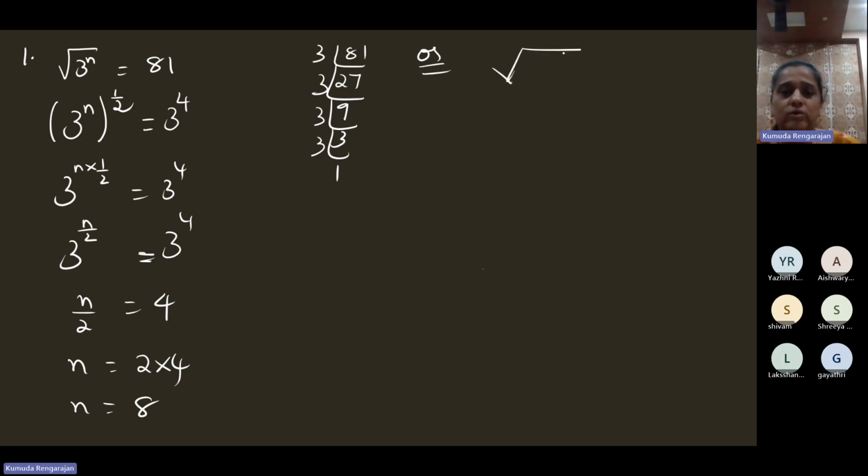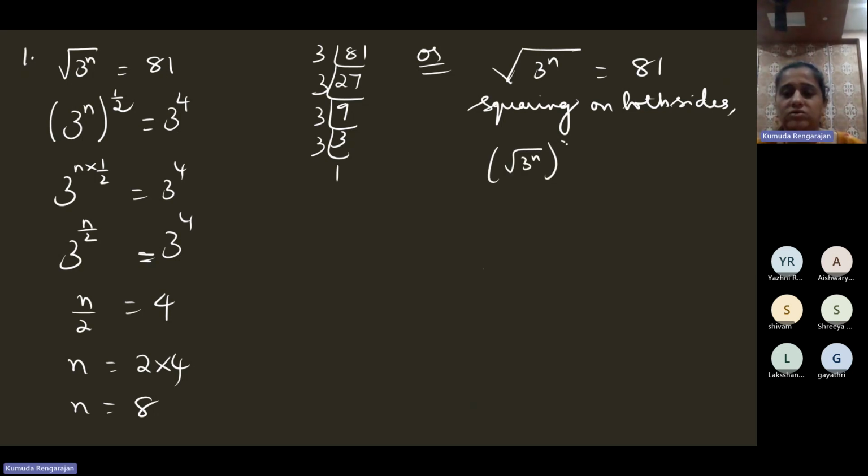Okay, so square root of 3 to the power n is equal to 81. Squaring on both the sides. Squaring on both sides, we get the whole square is equal to 81 square. Alright, so now you know the square root and the square, they get cancelled, but don't show that.